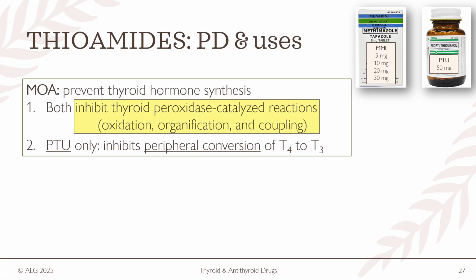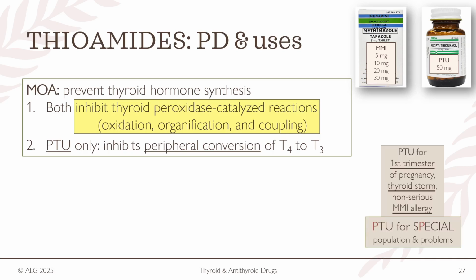Thioamides inhibit the major steps catalyzed by thyroid peroxidase in the thyroid hormone synthesis. Both drugs inhibit oxidation, organification, and coupling. PTU has an additional action of inhibiting peripheral conversion of T4 to T3, but because it is inferior in terms of potency, duration, and safety, it's reserved for special cases such as first trimester of pregnancy, thyroid storm, and non-serious allergic reactions to methimazole.